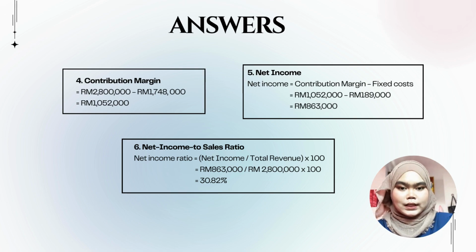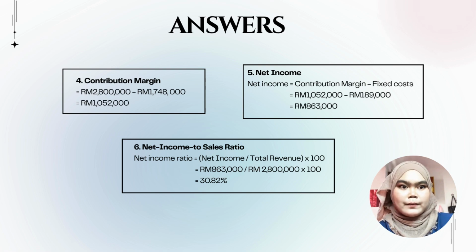And last part, we need to find the net income to sales ratio, which the formula is net income divided by the total revenue, and we times 100. So the net income is 863,000 ringgit. We divide by 2,800,000 ringgit and times 100%, and we get 13.82%.